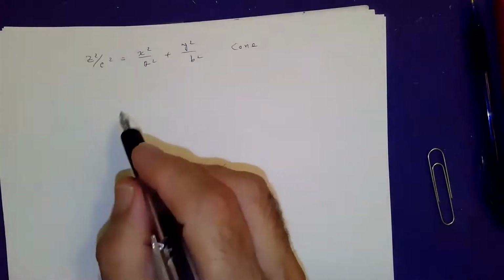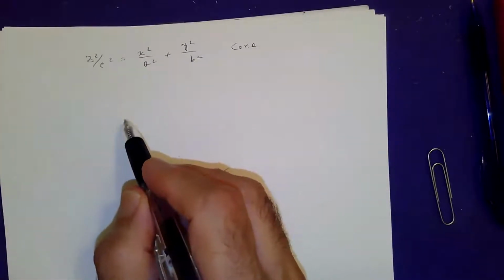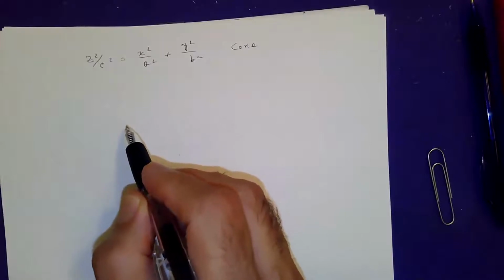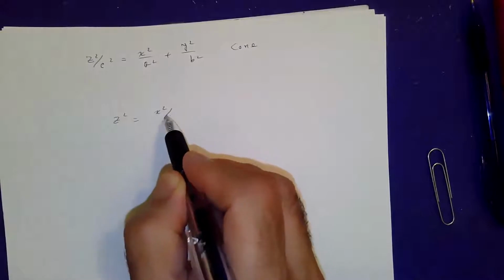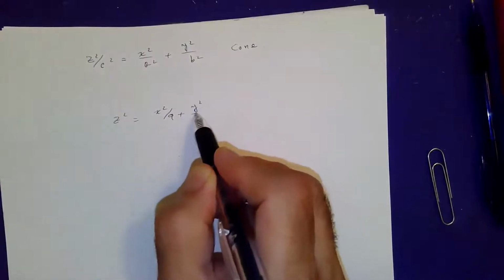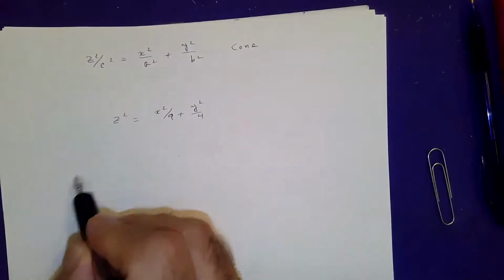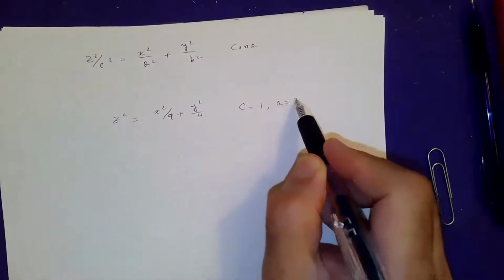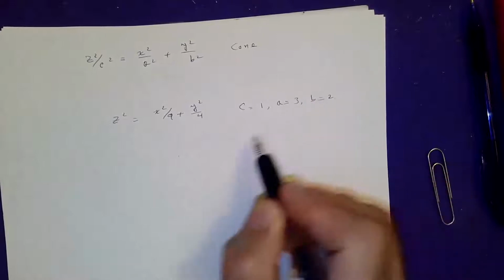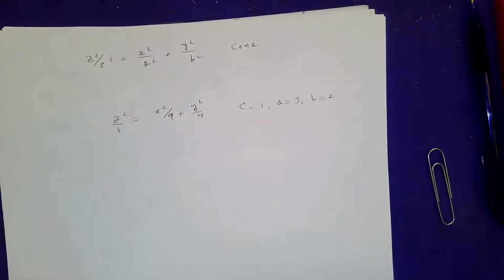Let me give you an example so you guys can see what we are talking about. Just suppose you get z squared equals x squared over 9 plus y squared over 4. So remember, in this case, C is equal to 1, A is equal to 3, and B is equal to 2. Do you all see it?